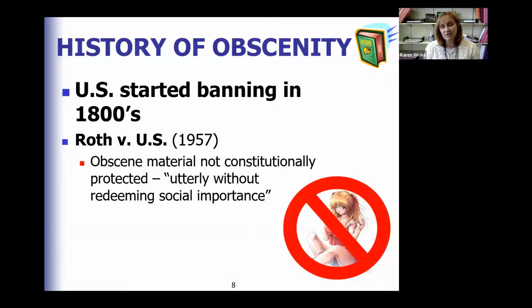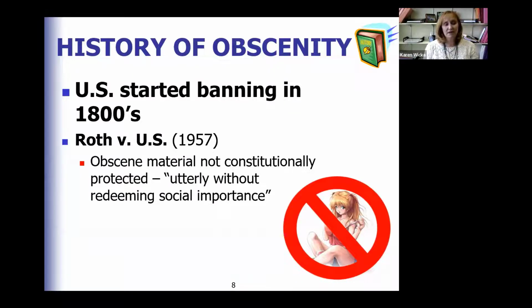So the court's first attempt to define obscenity was in Roth versus US. And what the court said is if something is obscene, it does not receive First Amendment freedom of expression protection. So some of the arguments are that it's freedom of expression. We can create these things. We're expressing our feelings. We're allowed to have these materials. But the Supreme Court said no, it doesn't receive First Amendment protection if it is declared obscene.